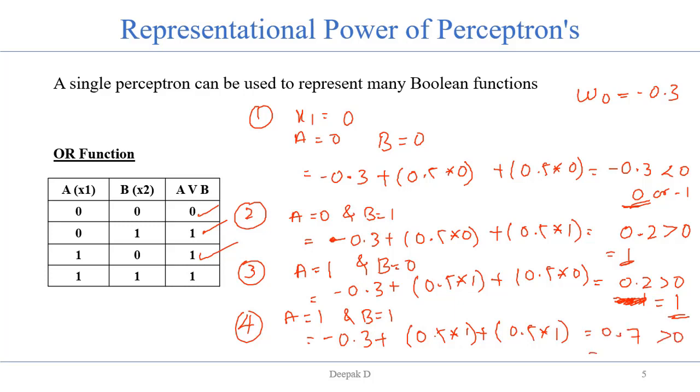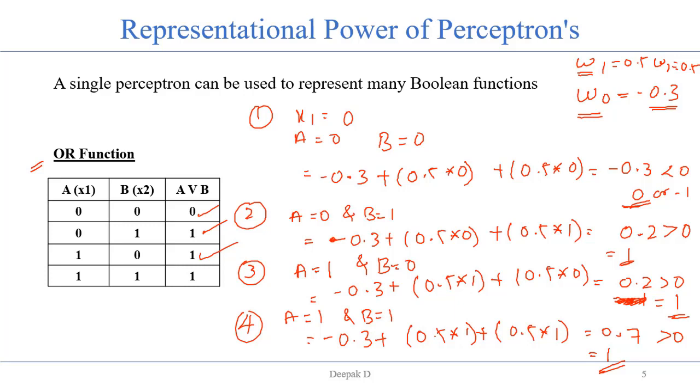So the output will be 1. This is how we represent the Boolean functions using the perceptrons. You may ask the question, sir, why have you taken W0 equal to -0.3, W1 as 0.5, and W2 also equal to 0.5? This is just to represent your Boolean function. I have taken the values directly, but in reality it is not the same thing.